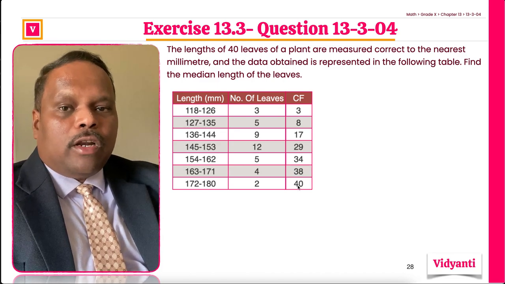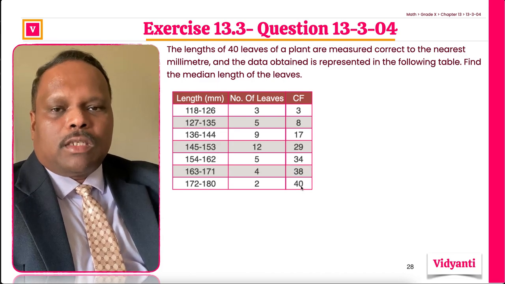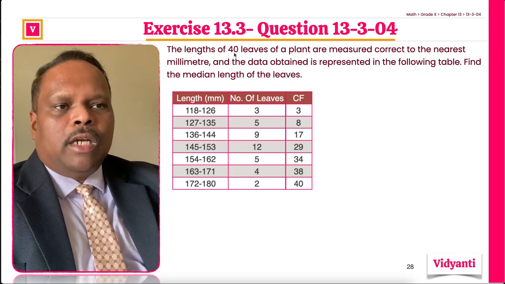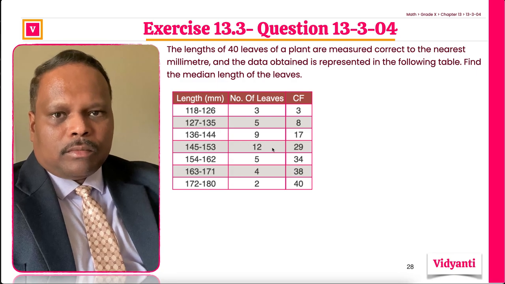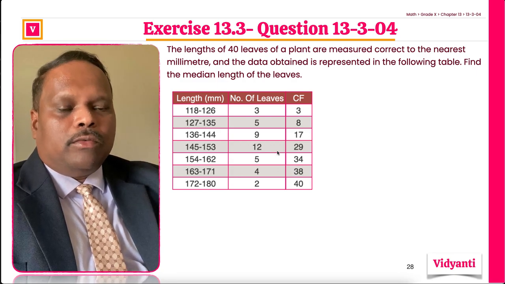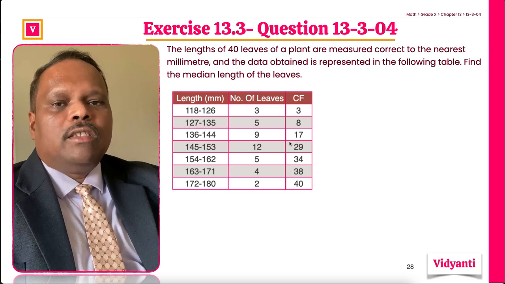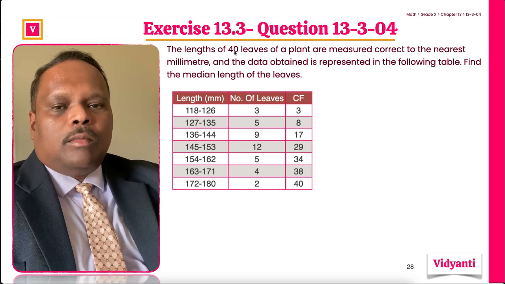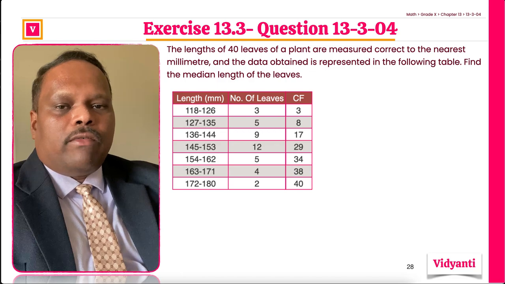How do you know that you are accurate? Because the last value must always match with the total number of observations. Because if everything accumulates, you are going to get everybody anyway. So how much is everybody? 40 leaves. So the last observation will always match the total number of observations, or sigma fi.